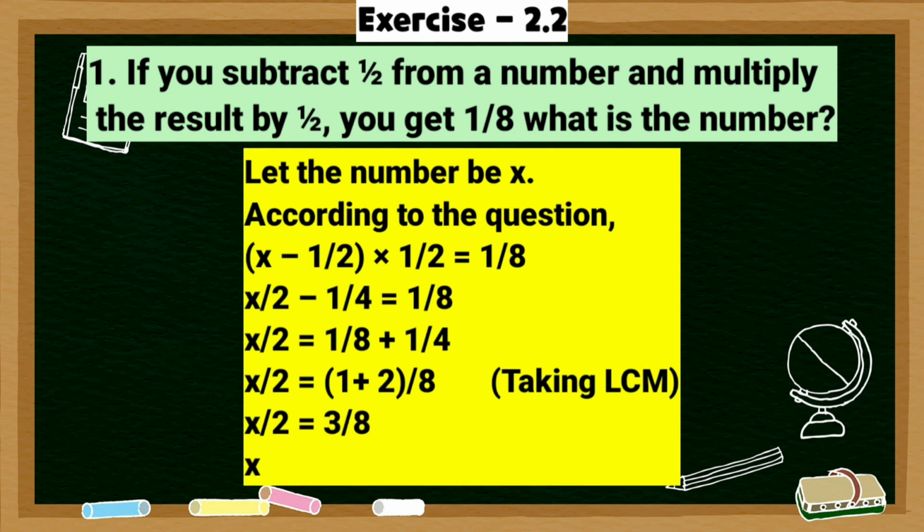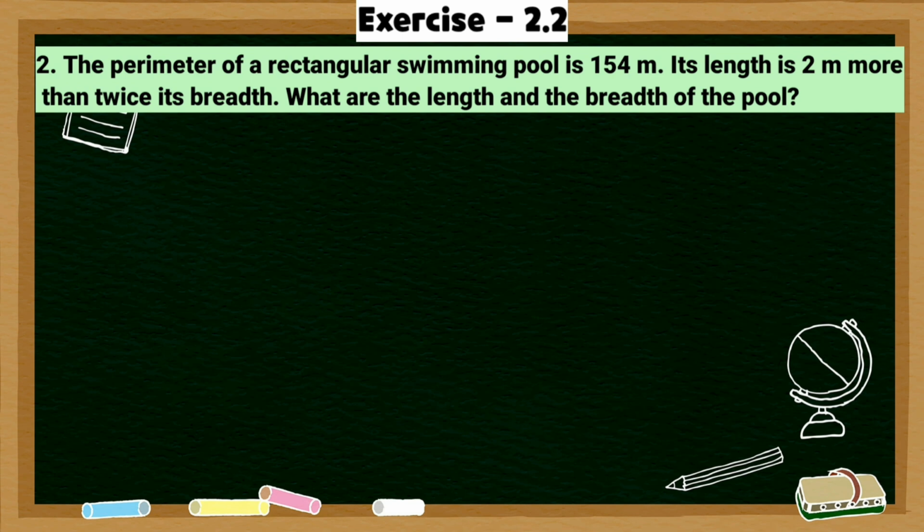Now, you will take 2 from the left hand side to the right hand side. Since 2 is in divide, after going to the right hand side, it will become multiply. So the equation is x is equal to 3 by 8 multiplied by 2. Now on solving you will get the answer x is equal to 3 by 4. So our number is 3 upon 4. Now question 2 is given.